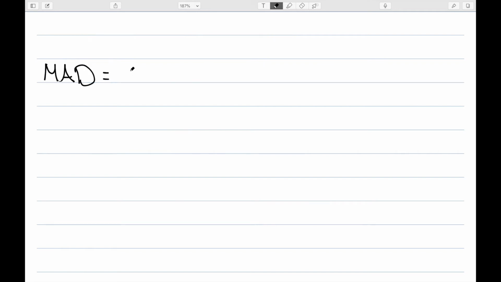So instead, for our mean absolute deviation, we're going to take the absolute value of these deviations. And I'm going to add them up. So this is the capital Greek letter sigma, and it means a sum. It means we're going to add up a bunch of things. And then we're going to divide by the number of things we have. So we're going to take the average absolute value of the deviations. So let's look at an example.